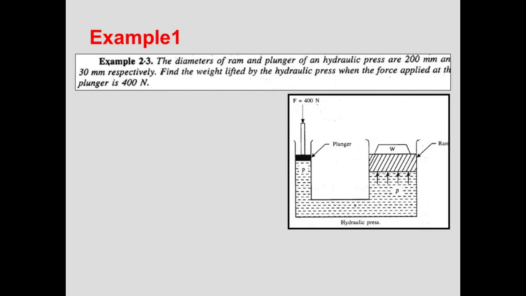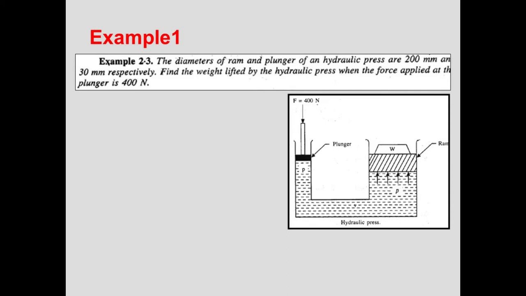In example one, it is a hydraulic press. The question is, the diameters of the ram and plunger of a hydraulic press are 300 millimeter and 30 millimeter respectively. Find the weight lifted by the hydraulic press when the force applied at the plunger is 400 Newton.